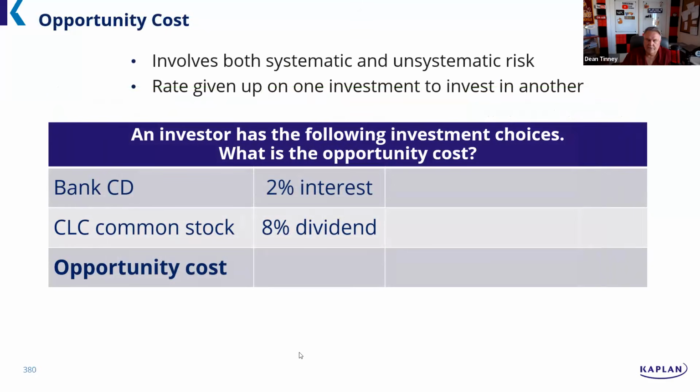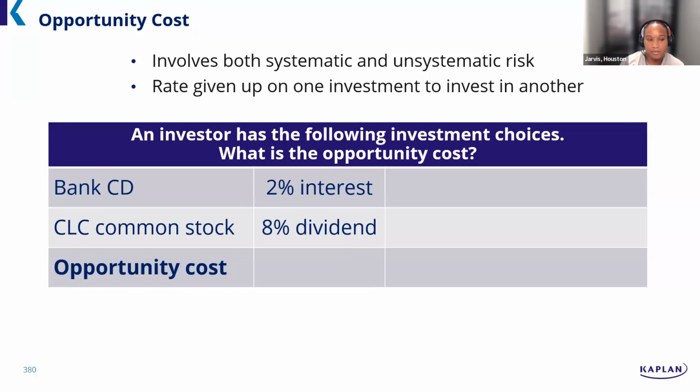Okay, so opportunity costs. Opportunity costs involve both systematic risk and unsystematic risk. It's the rate given up on one investment to invest in another. In Houston, I have a lot of opportunity costs in my life as an older guy now. I like to sit on a lot of cash, and that cash could be deployed doing other things for me. My bank loves me that I'm just sitting on a bunch of cash, but it's not very smart. So, I'm giving up the opportunity to invest it more aggressively and get a return.